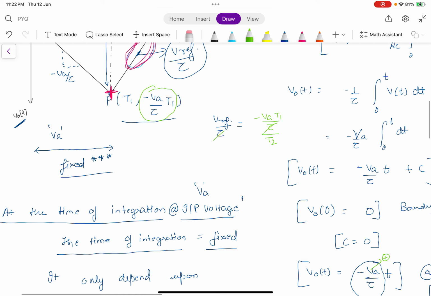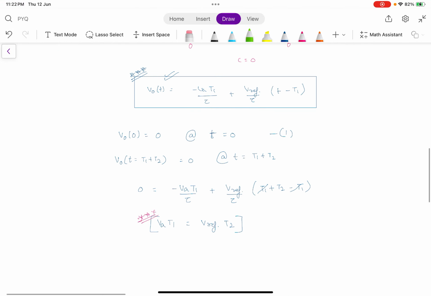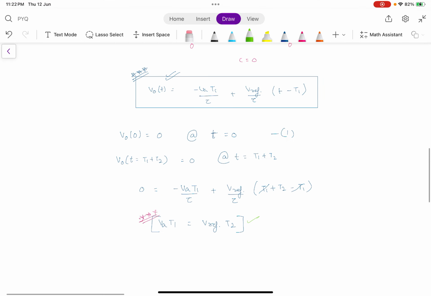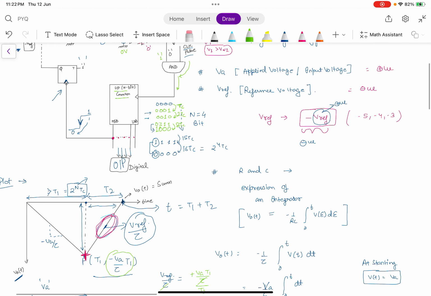So tau gets cancelled out, and you get t2 V reference is equal to, and this is your change value, so you can take it as positive, VA t1. You got the same equation here also, the same equation. I hope you got a good clarification on this.